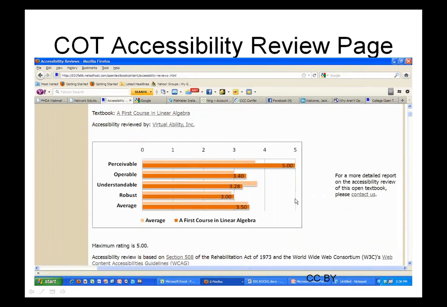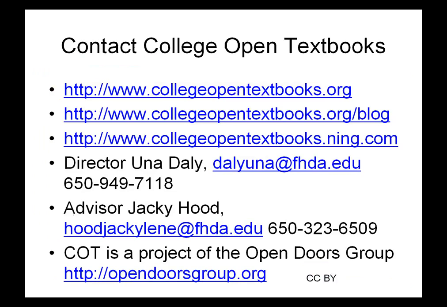Okay, now this is an accessibility review. We've had 2 companies, Knowbility and Virtual Ability, who've done a total of 100 reviews using Section 508 of the Rehab Act and also the World Wide Web Consortium criteria for making sure that textbooks can be used by text-to-speech readers, that similarly they can be used for people who have hearing disabilities and so on.